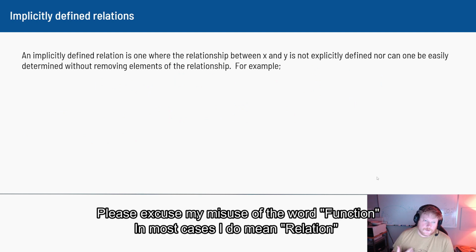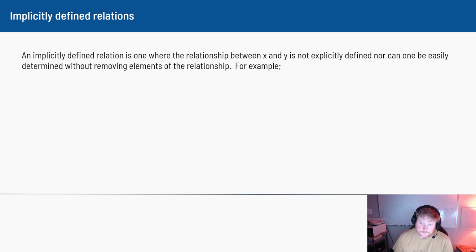So first, let's talk about what makes a relation an implicit relation versus an explicit relation. An implicitly defined relation is one where the relationship between x and y is not explicitly defined, nor can one be easily determined without removing some elements of the relationship.